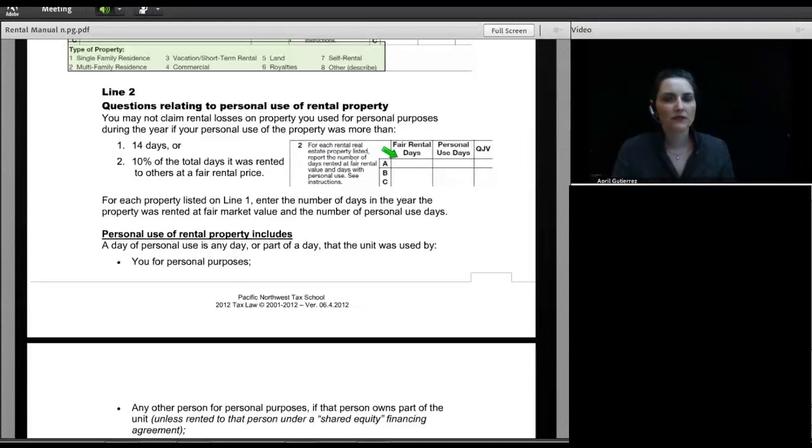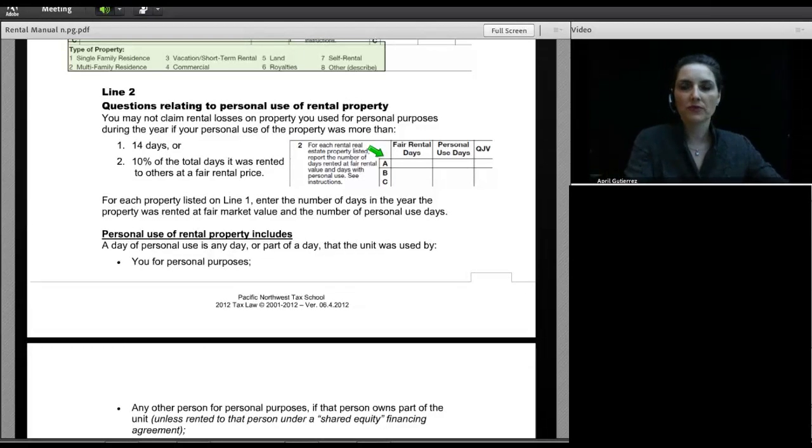So when we're looking at the fair rental days and the days of personal use, do not count as a personal use day any day you lived in the home before you converted it to rental, or any day you lived in the home after you converted it to personal. We're talking about during the time it was owned as a rental property, did you use it for personal reasons?